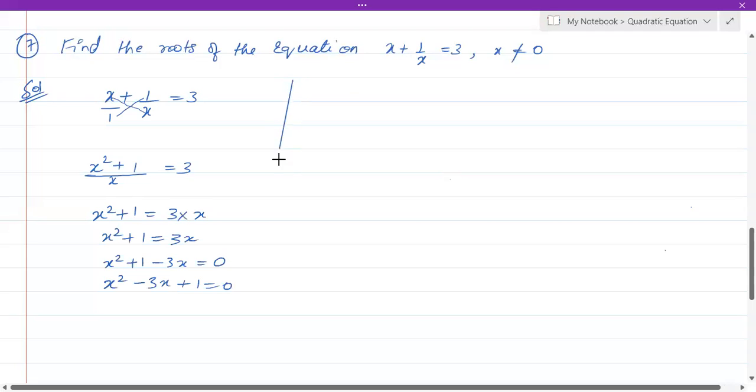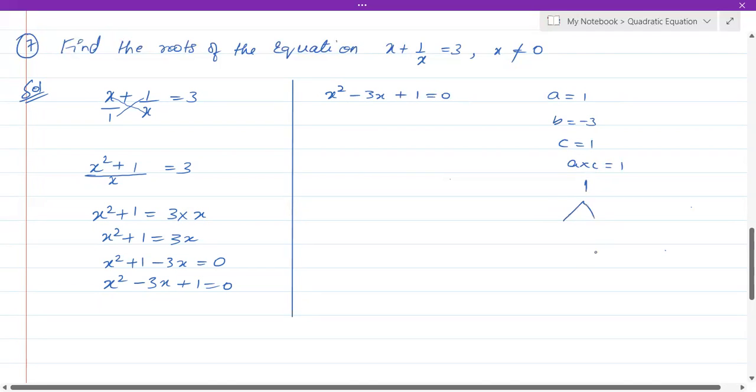Let me draw a line here. Let me continue here itself. So the quadratic equation that we have got is x square minus 3x plus 1 equal to 0. Now let's find the values: a is 1, b is minus 3, and c is 1. If I multiply 1 into 1, we get 1 itself, isn't it? So a into c is 1 itself.